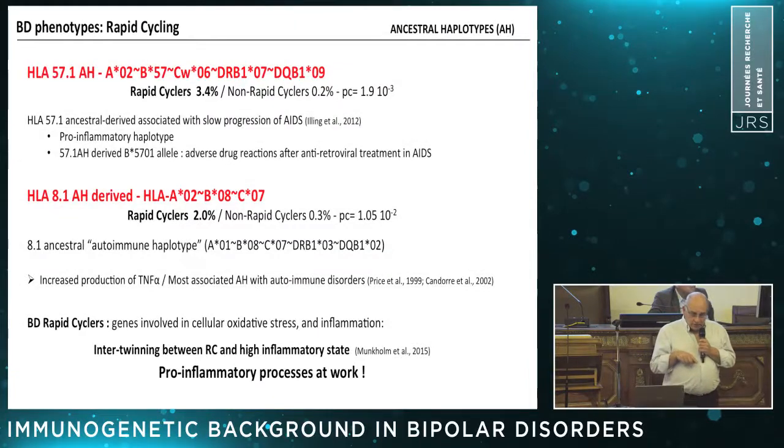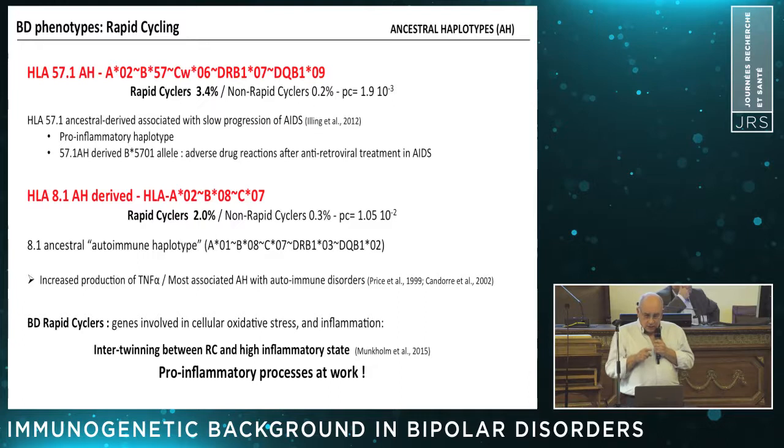Then we focused on rapid cycling, and we identified a full haplotype, the 57-1 haplotype, a very well-known haplotype, important in the development of multiple sclerosis. It is considered a pro-inflammatory haplotype, and one of its best associated alleles, the B57 allele, is associated with strong adverse reaction in patients treated with antiretroviral drugs.